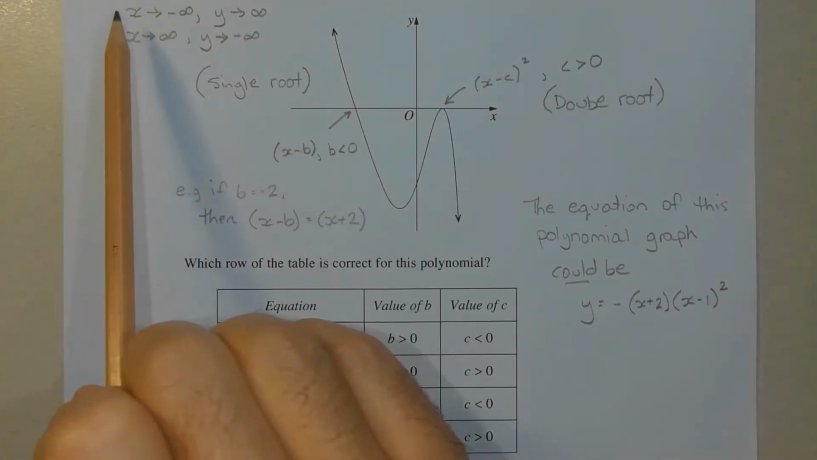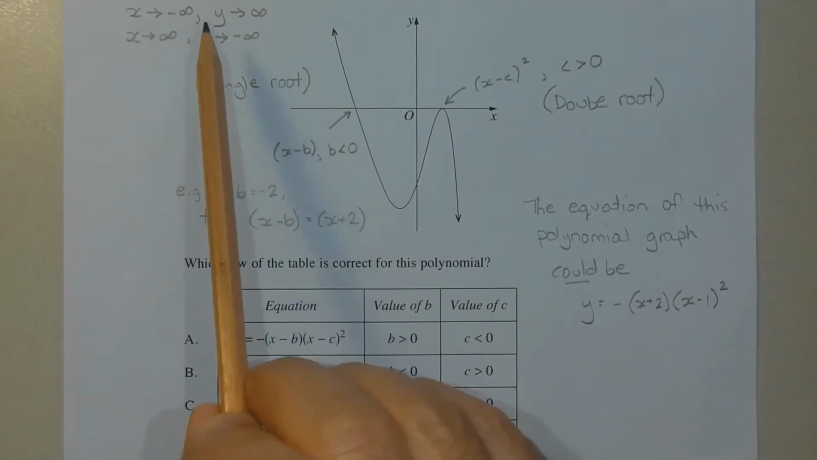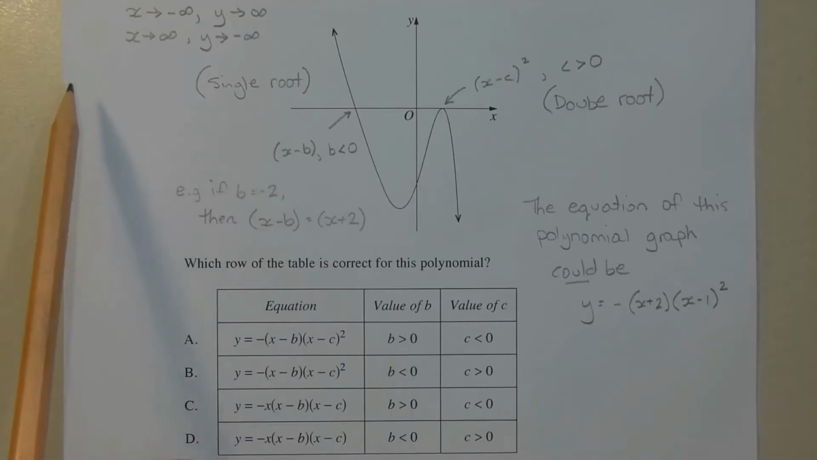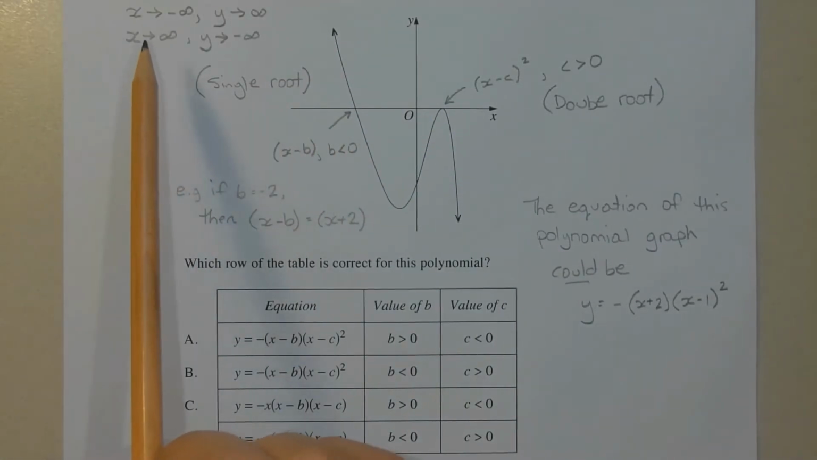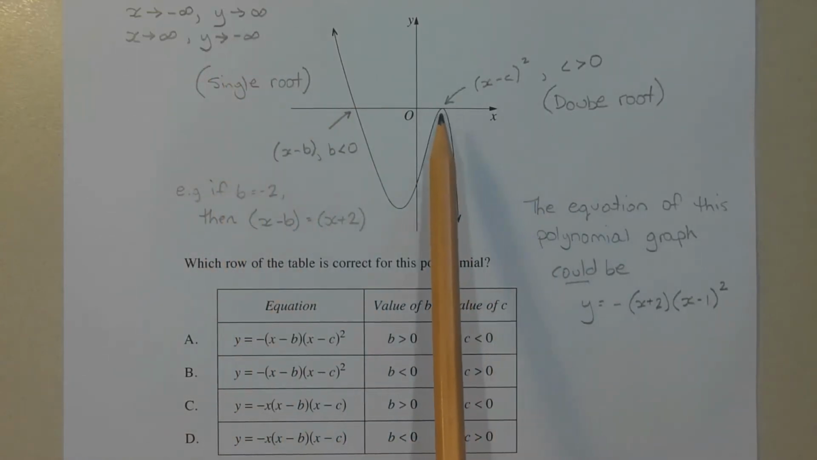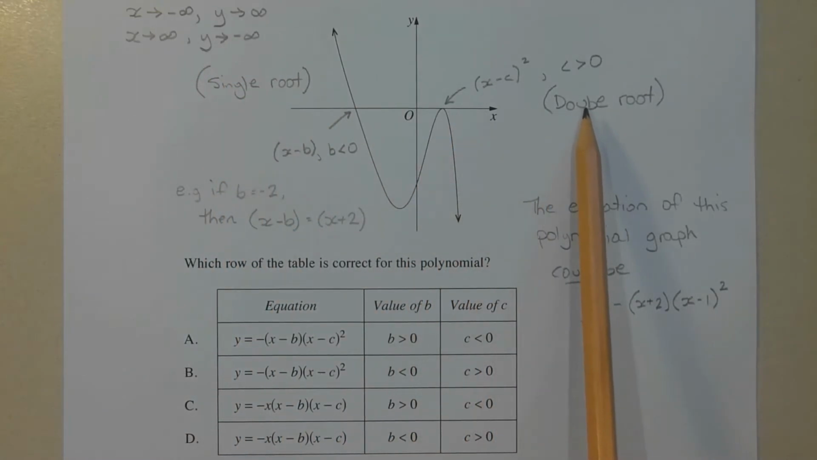Secondly, as x approaches negative infinity, y approaches infinity. That means as the x values get smaller, the y values are getting larger. And as x approaches infinity, y approaches negative infinity. That means as the x values get larger, the y values get smaller.